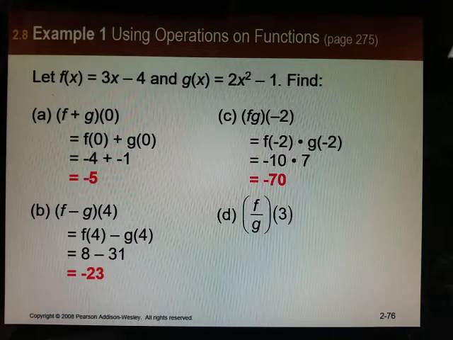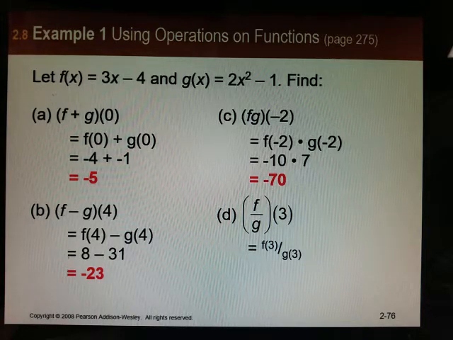All right, this one wants f of 3 divided by g of 3. So plug in 3 into f, plug in the 3 into g. I'm assuming you can plug into the functions. If you can't, you need to see me.